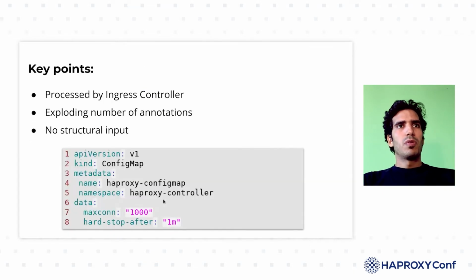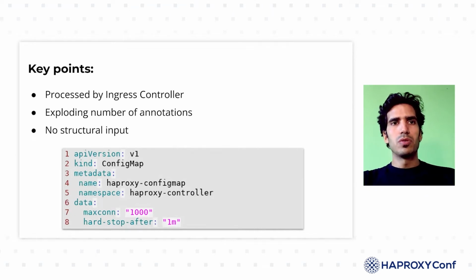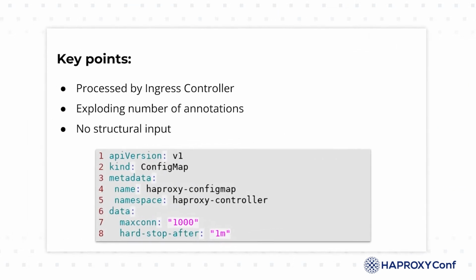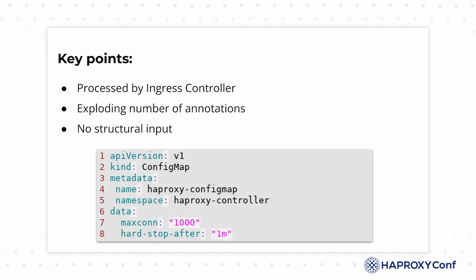For example, in this slide, we can see we have a config map to configure maxconn. Maxconn is the parameter to set the maximum number of concurrent connections in HAProxy. So it's a global option, and we set it in a config map. In the end, we can identify the following key points.